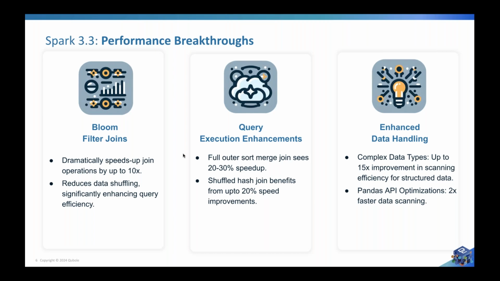Then there are a lot of query execution enhancements, and one of them is full outer sort merge join, which sees a 20 to 30% speedup. Shuffle hash join benefits almost 20%. Then enhanced data handling. There were a couple of things where data handling was not efficient in earlier versions of Spark, specifically in Parquet and other aspects, and that has been improved a lot. In the Pandas API also, data scanning and other aspects have improved, which has seen a considerable performance improvement.